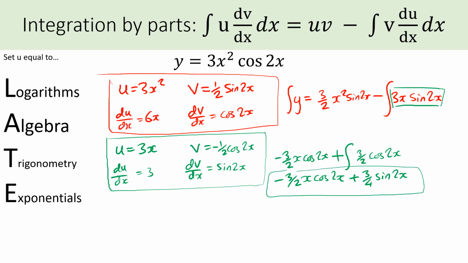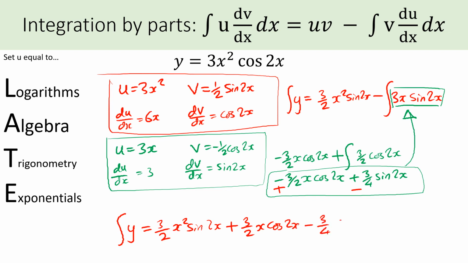So we've done that, and that is going to have to be substituted into there. So we can finally go to our final answer, which is that the integral of y, as we defined at the start, will be 3 over 2 x squared sine 2x. And then we're taking away this integral, so that's going to change these signs. So this one's going to become a plus, this one's going to become a minus. So it'll be plus 3 over 2x cos 2x minus 3/4 sine 2x. Yeah? So not any more complicated per se, and don't forget the plus c.